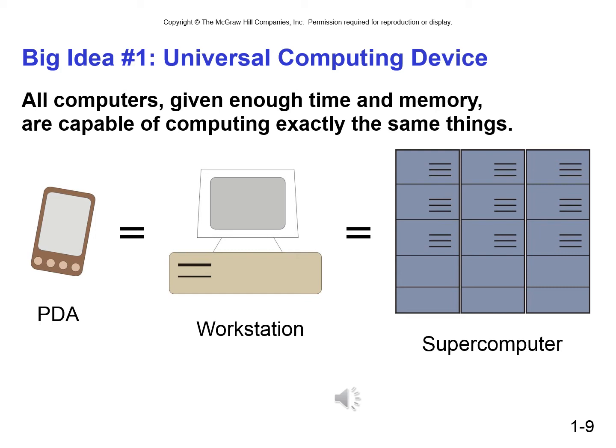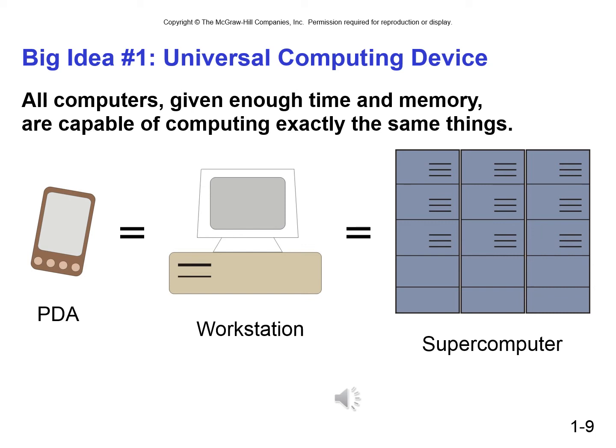Okay, big idea number one: universal computing device. Alan Turing, a mathematician who came of age in the late 1930s, early 1940s, developed a theory that all computers, given enough time and memory, are capable of computing exactly the same thing. Now that sounds hard to believe, but if you really dissect what's being said here, given enough time and memory, those are two very significant tangible constraints.